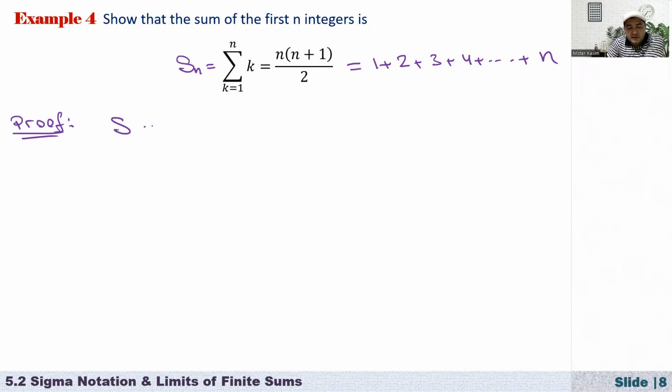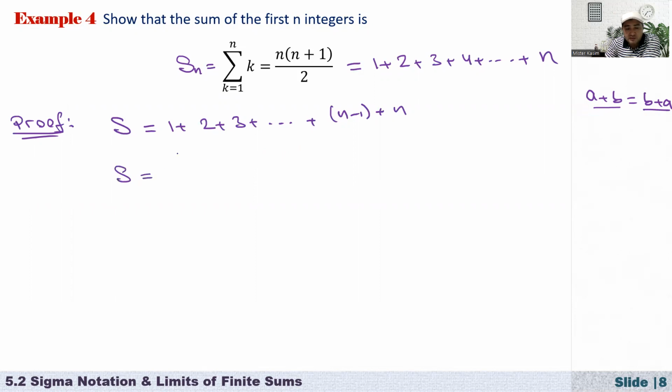First, let me just write it as 1 plus 2 plus 3 plus dot, dot, dot, and here we have, let's say, n minus 1 plus n. Now, in math, we know a very simple identity: a plus b is equal to b plus a. That means if you just replace the addends, if you're adding two numbers, a plus b is always equal to b plus a. And using this property, if I just write this sum in reverse order, then I will get this.